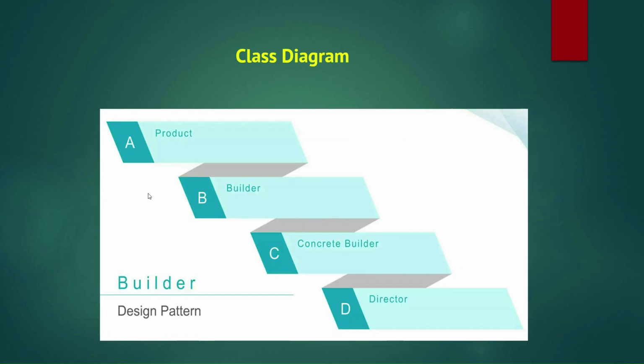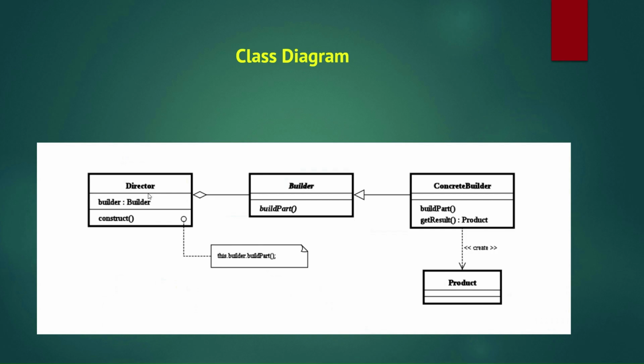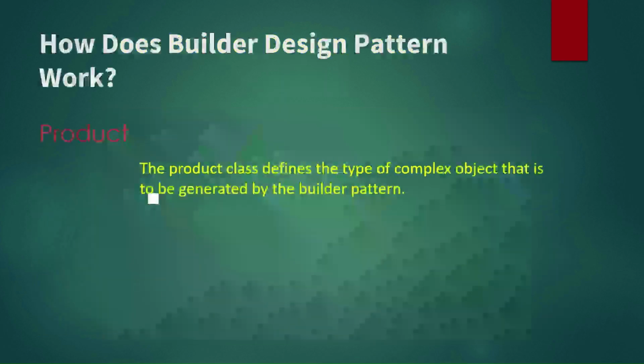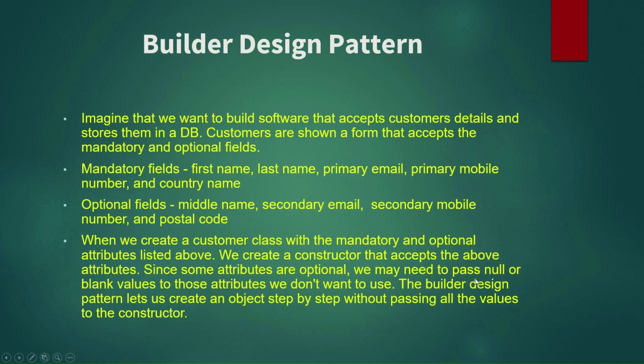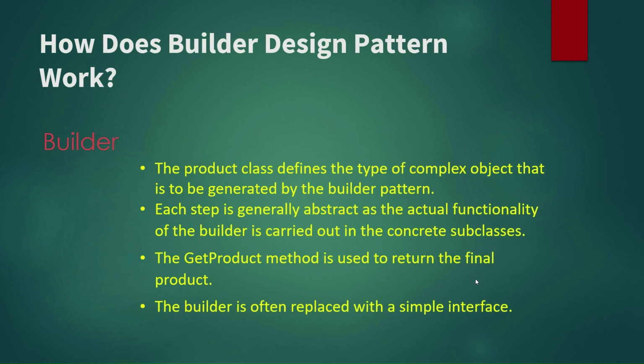So we'll see here the key things involved in this: director, builder, concrete builder, and product. Okay, so we'll see here what the use of the product is. The product class defines the type of the complex object that is being generated by the builder pattern. So this is the actual product that is going to be built. Okay, then what is the next, the builder? The builder class defines the type of the complex object that can be generated by the builder pattern. Each step is generally abstract as the actual functionality of the builder is carried out in the concrete subclasses. Okay, so this builder could be an interface or abstract class, and that will be used in the concrete subclass.